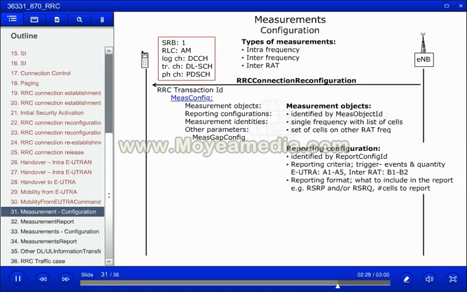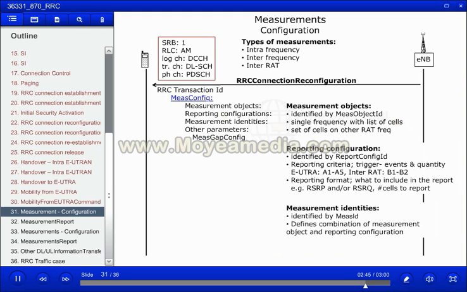Reporting format, indicating what shall be included in the report, such as the type of result to report, RSRP or RSRQ, and the number of cells to include. Measurement identities, identified by MeasID, used to configure different measurements through combinations of measurement object and reporting configuration.